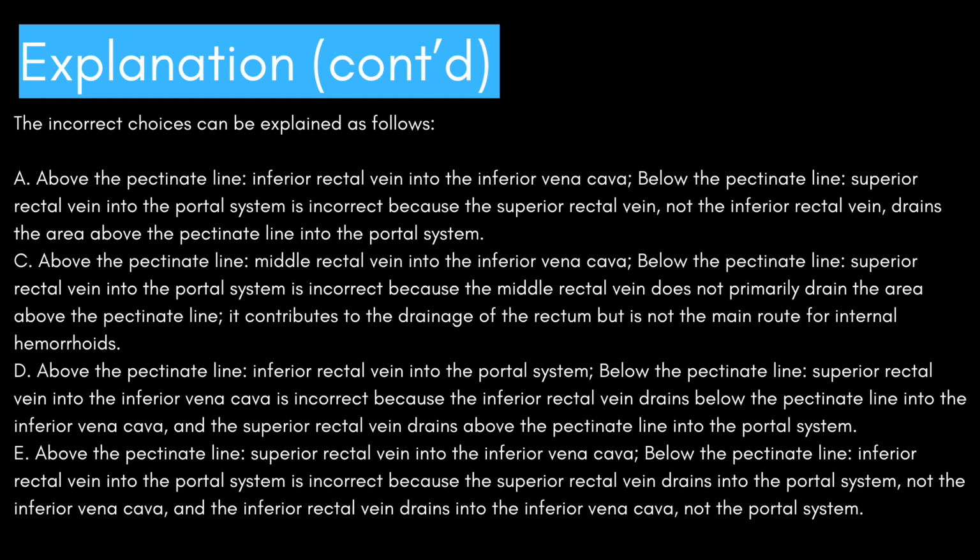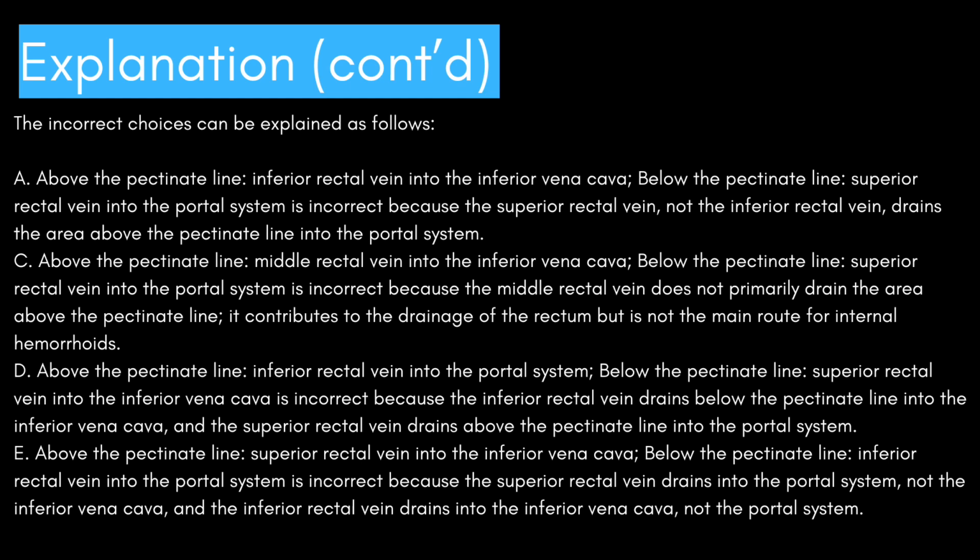C. Above the pectinate line, middle rectal vein into the inferior vena cava. Below the pectinate line, superior rectal vein into the portal system is incorrect because the middle rectal vein does not primarily drain the area above the pectinate line. It contributes to the drainage of the rectum but is not the main route for internal hemorrhoids.